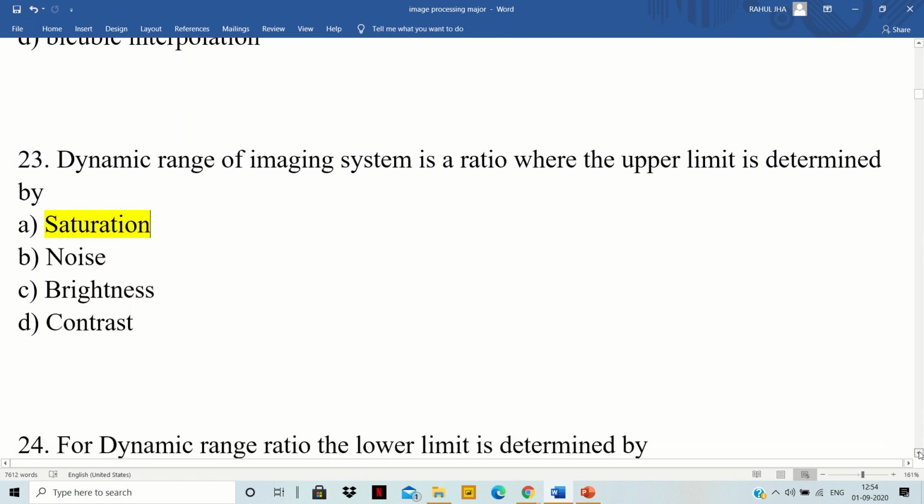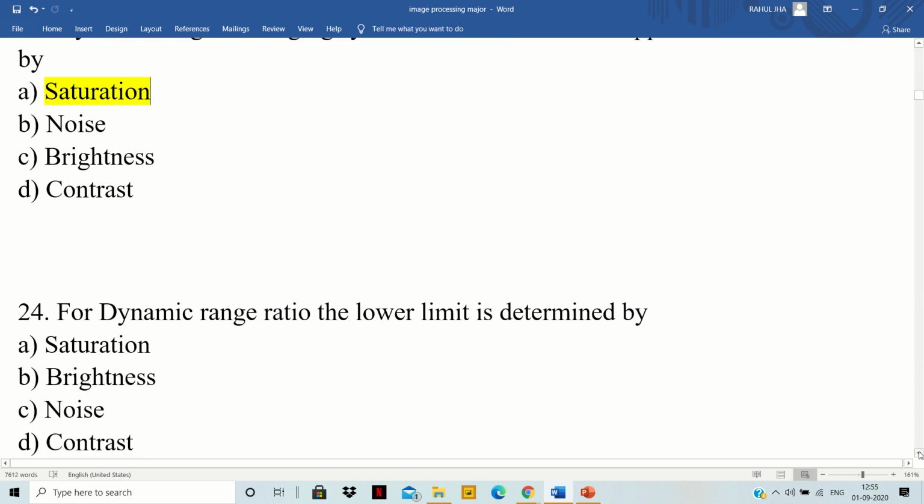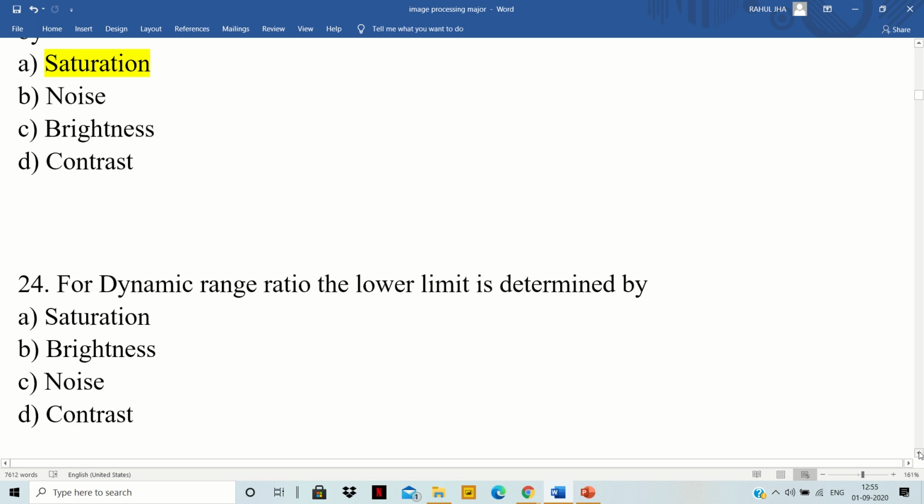So the next question is, for dynamic range ratio, the lower limit is determined by: A saturation, B brightness, C noise, and D contrast. What if we want to find the lower limit? A saturation, B brightness, C noise, D contrast. So for dynamic range, the lower limit which we use is option C, which is noise. Next question.